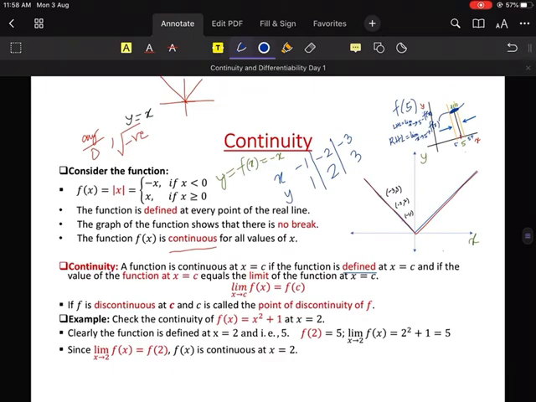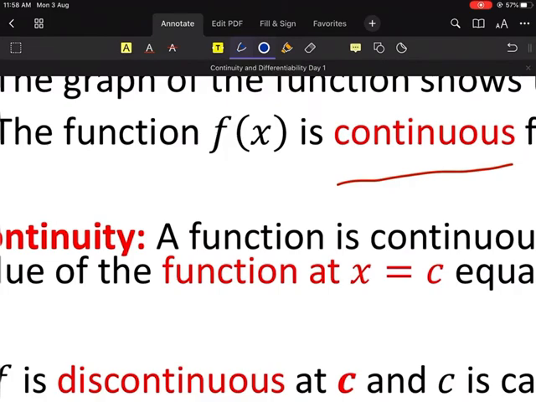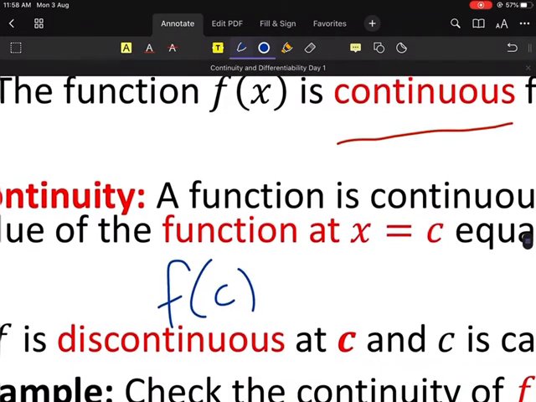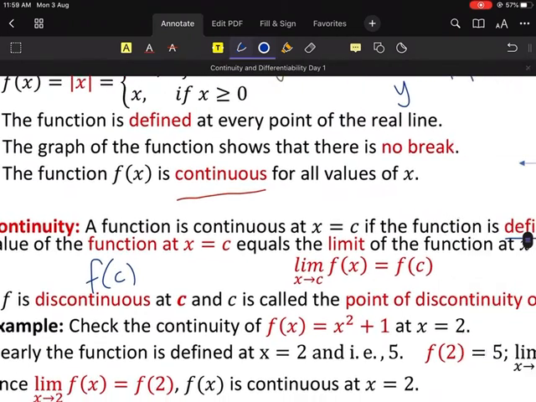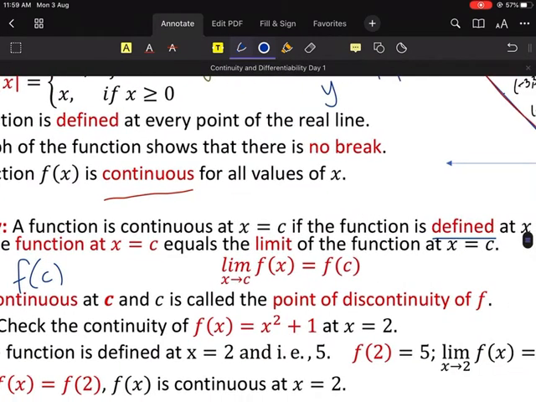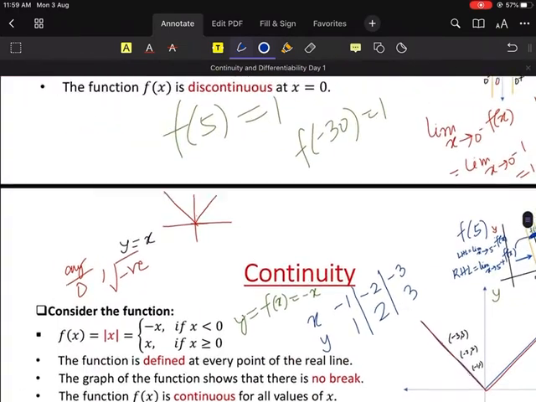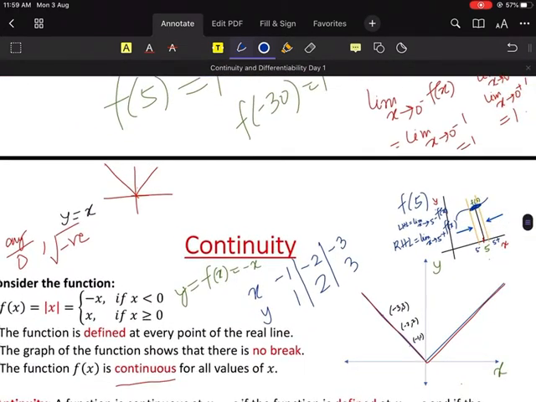And if the value of the function at x equal to c, what is the value of the function at x equal to c? It is given by what? f(c). f(c) is the value of the function at x equal to c, and it equals the limit of the function at x equal to c.